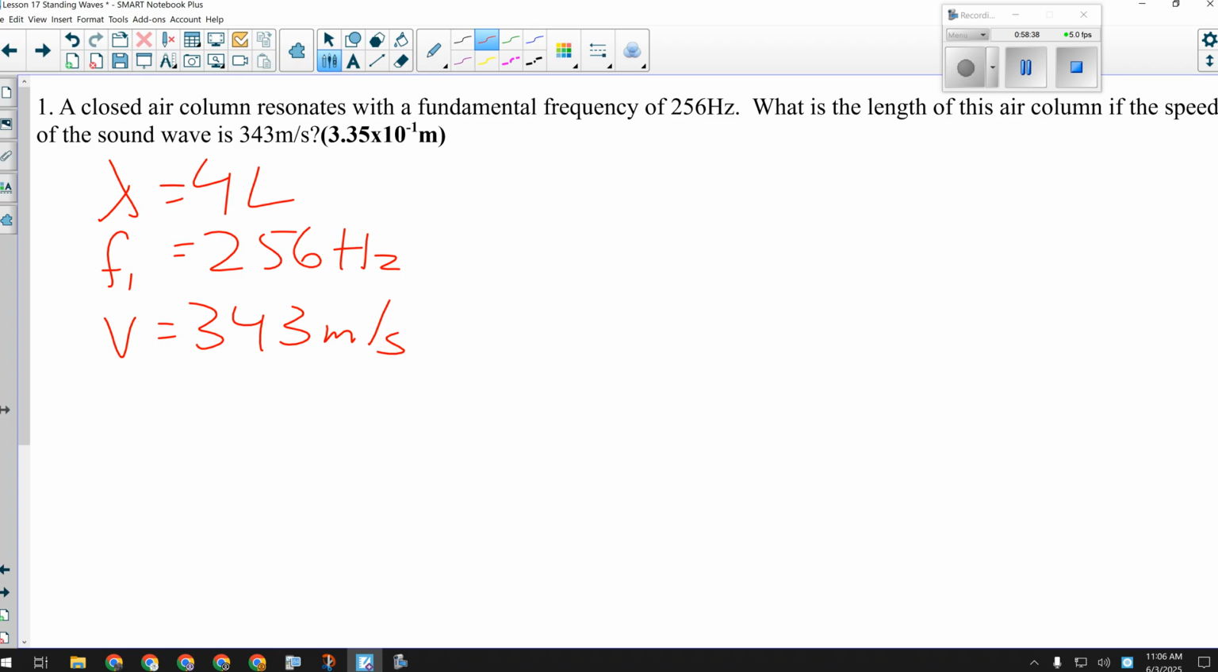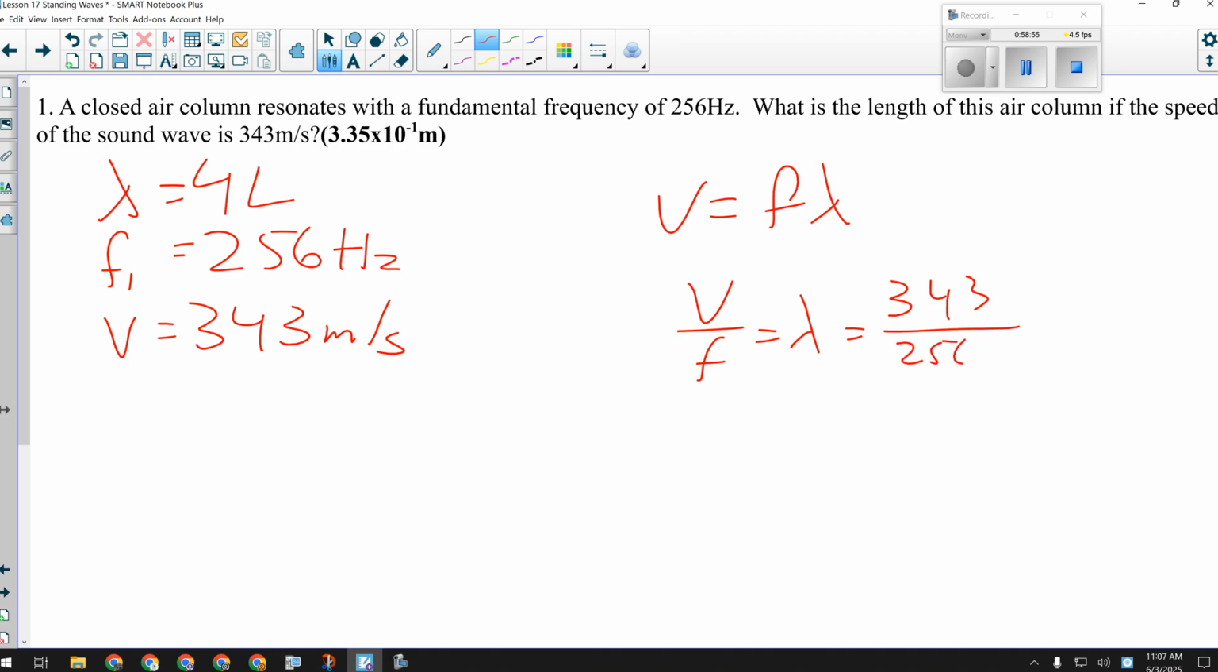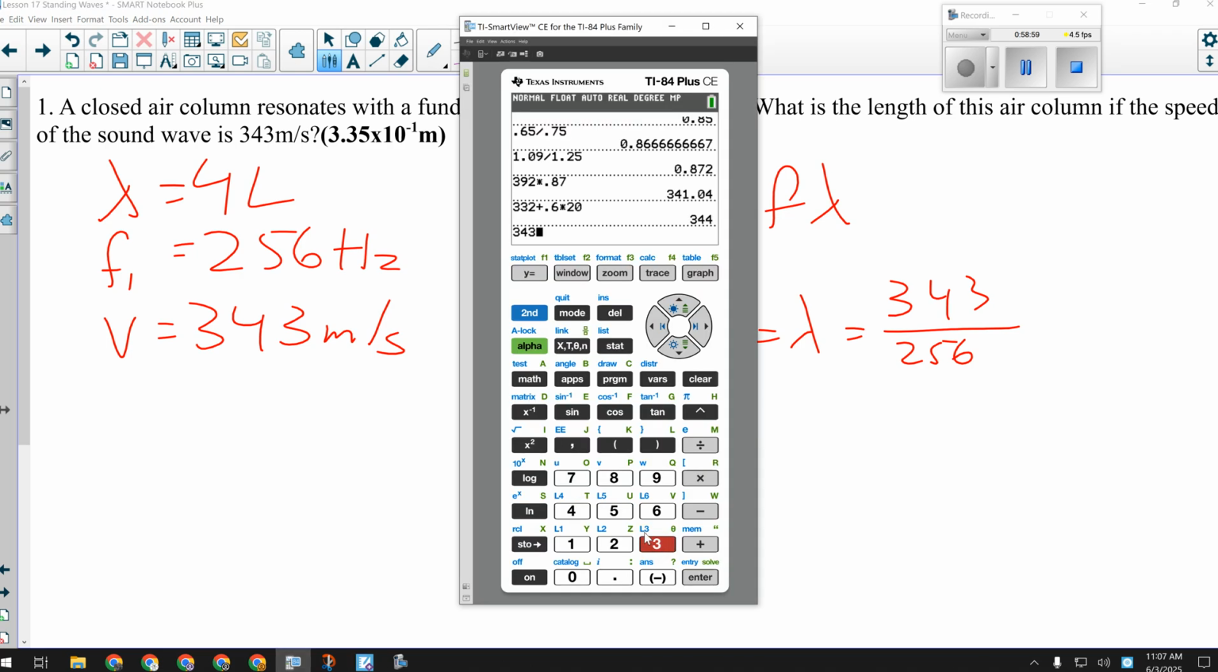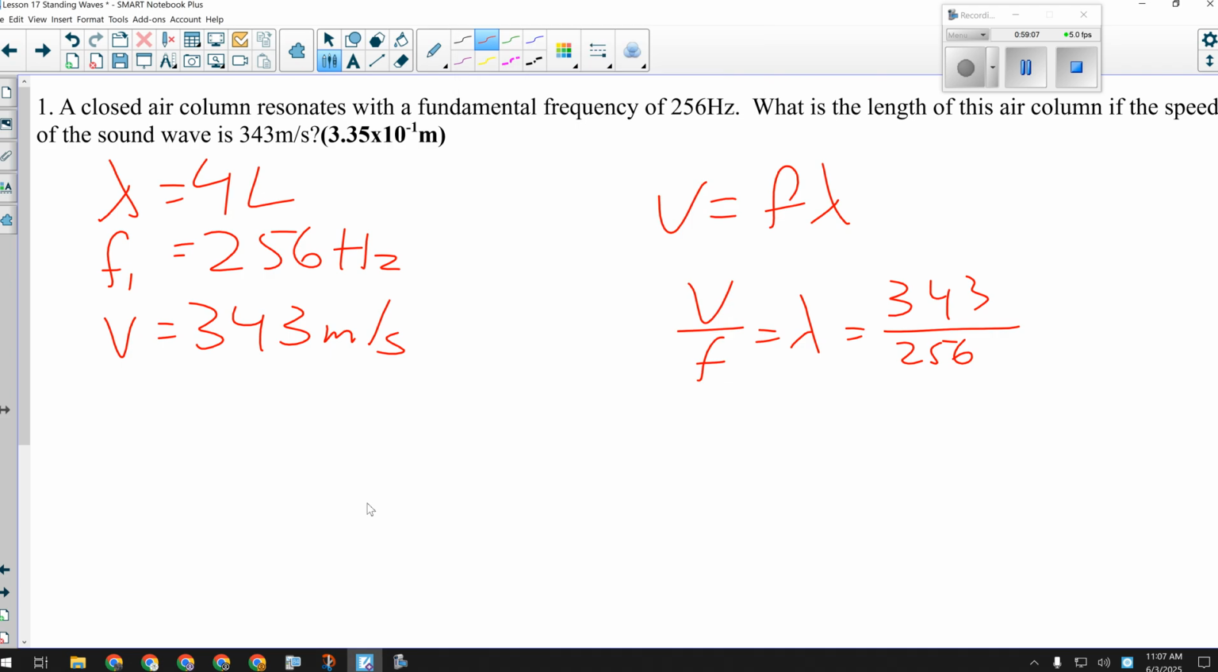Josh, what can I calculate if I have V and F? Lambda. Right, so I want to calculate lambda. V equals F times lambda, so V over F will give me lambda: 343 divided by 256 hertz. So the wavelength of that sound is 1.34 meters.